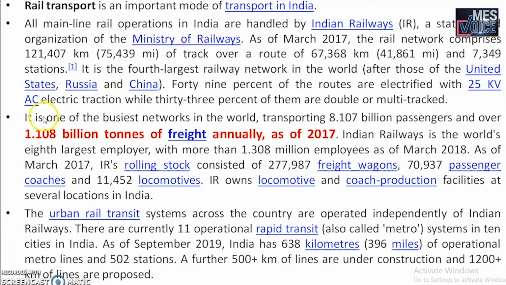The major fact that we need to consider is that almost 1.108 billion tons of freight are transported annually, as per the data of 2017. So just imagine how much freight transportation is happening in the railway industry. It is more than that of the road mode of transportation, because it is the cheapest method of freight transportation when comparing with the air mode as well as the road mode. And also a lot of dry bulky items can be transported via railway.